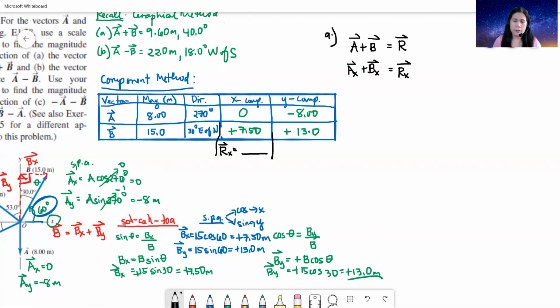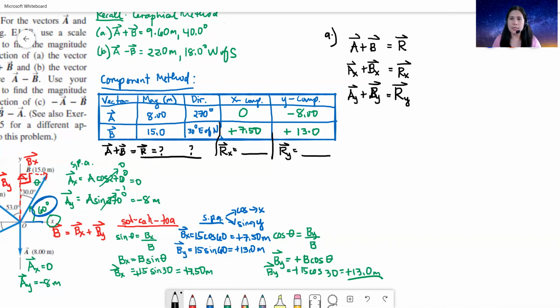The same is true for the y component. Ay plus By is equal to the y component of R. So when we add this last column, this is now the y component of the new vector R. Because we say here, A plus B, we call it the resultant R. And the R here is our unknown, the magnitude and direction. That is what we are asked to solve.